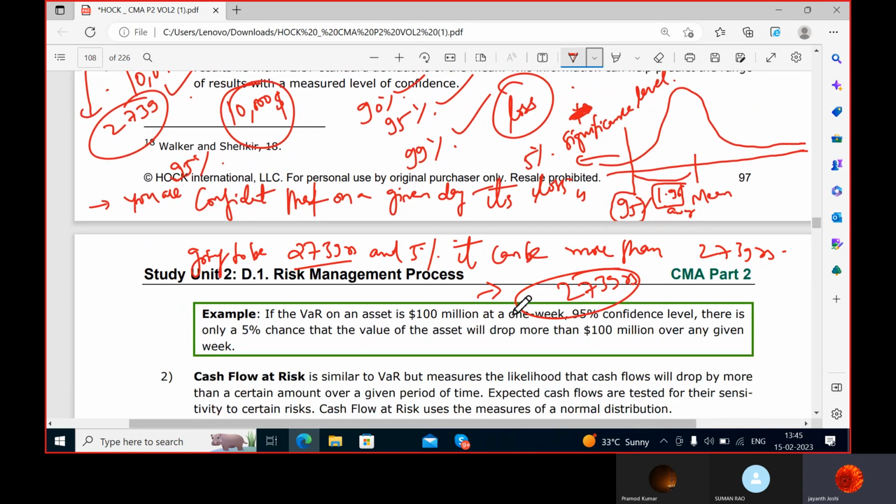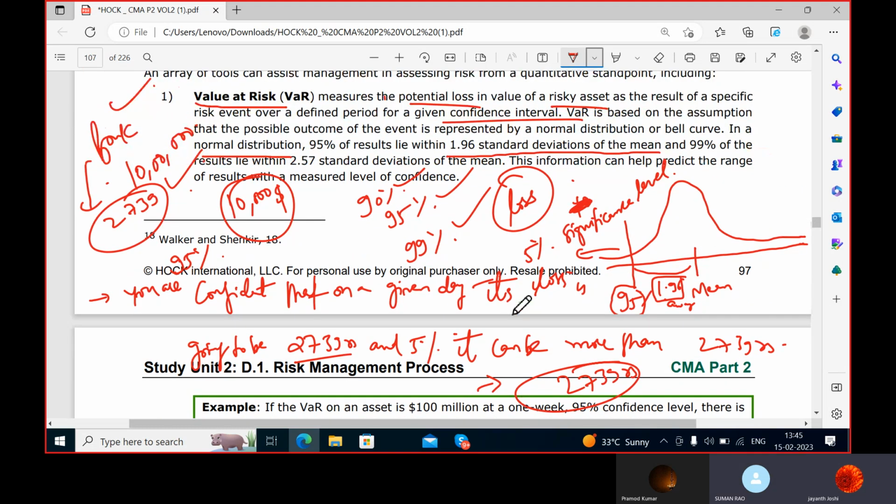So the example is given. Just read that example and make a note of these points which I have explained here. Once you make a note of this, now I'll move forward.